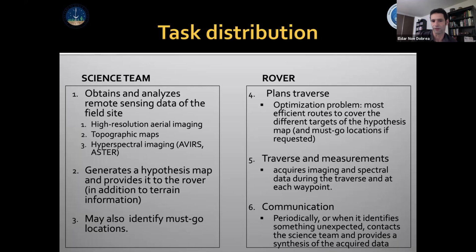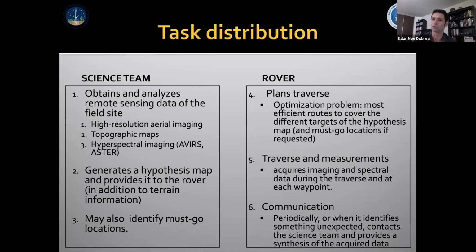The team can also provide must-go locations if they have found places that look really interesting. Then the rover takes on and basically plans the traverse. For the rover, this is an optimization problem, right? It's what is the most efficient route to cover the different targets of the hypothesis map, and also include the must-go locations if those have been requested.